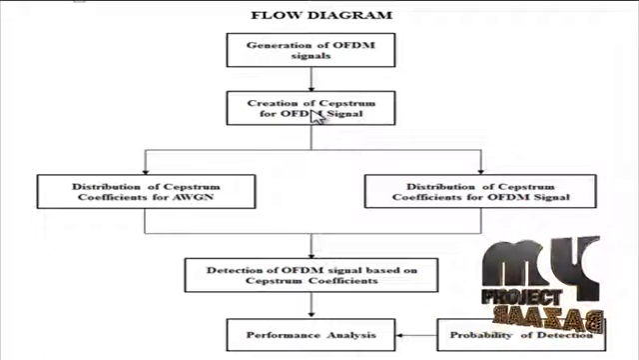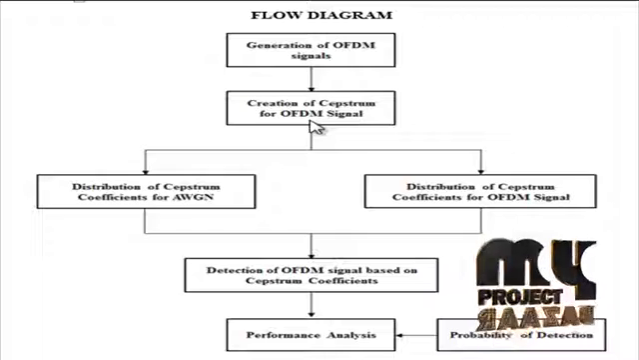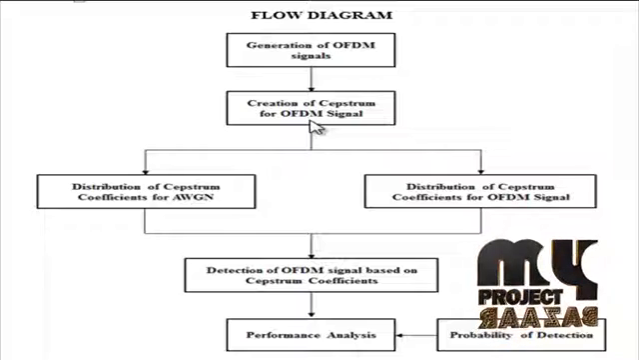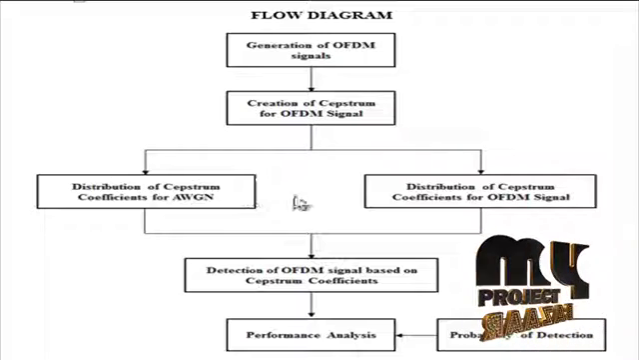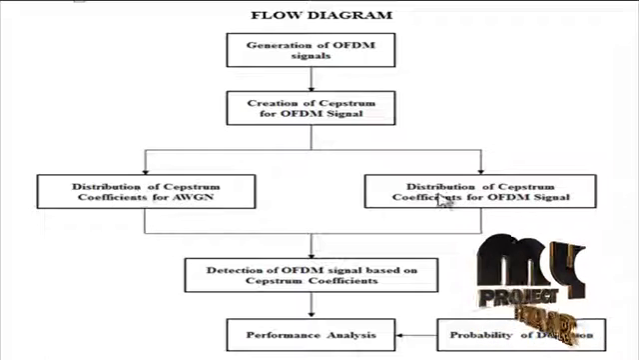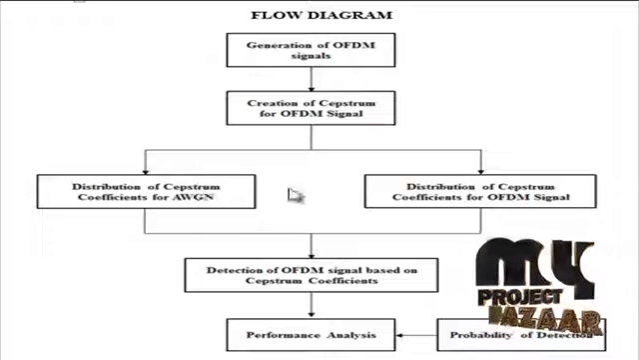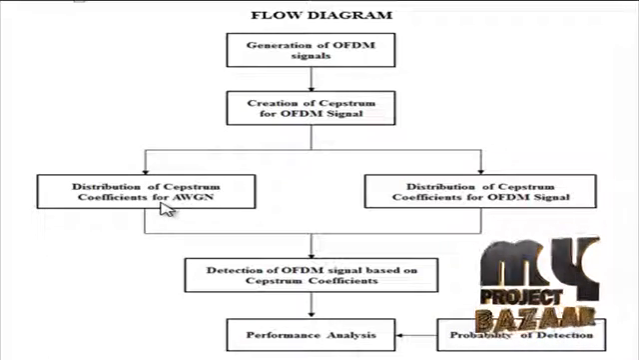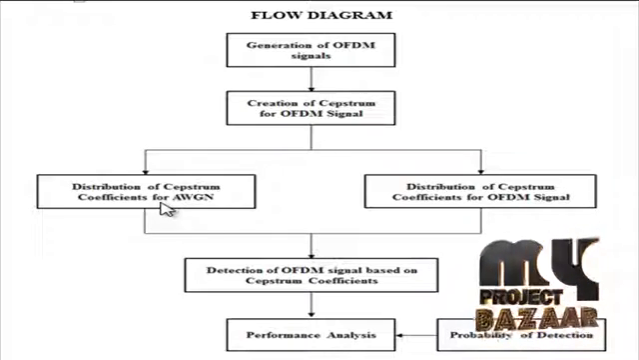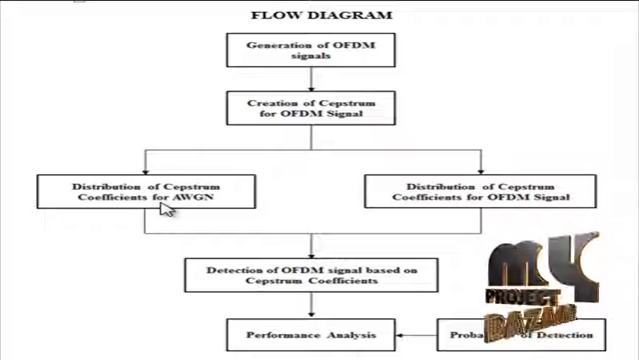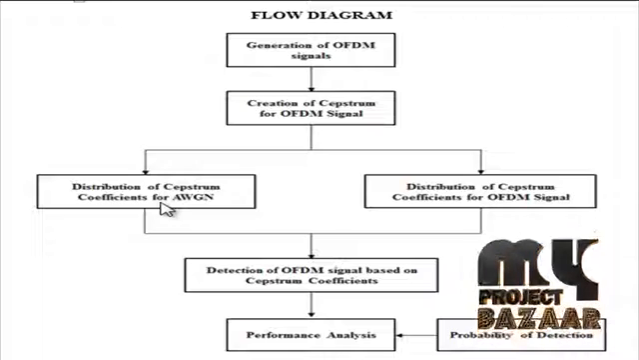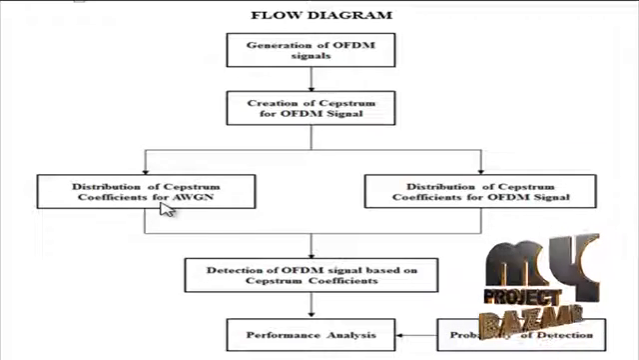Next, the creation of Cepstral coefficients for the OFDM signal. In the Cepstral analysis, the Cepstral coefficients of AWGN and also the Cepstral coefficients of OFDM signals are distributed. The received signal contains only AWGN samples, where sigma squared is the noise variance. After taking the DFT, a unitary transform, the distribution remains the same, since X of k is a zero mean complex circular Gaussian random variable with variance sigma squared, so its log magnitude follows a circular log-Rayleigh distribution.